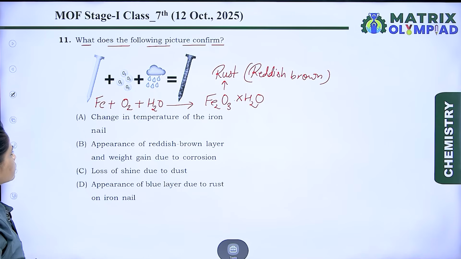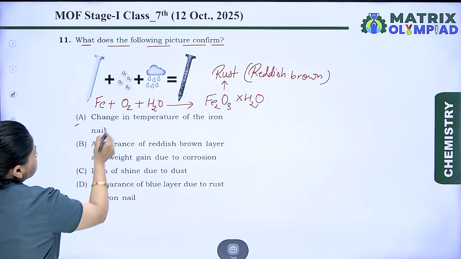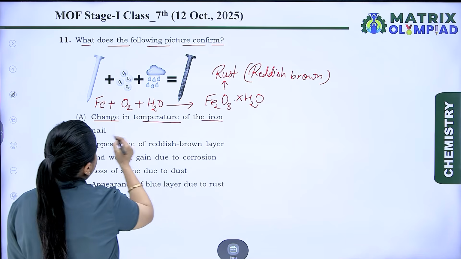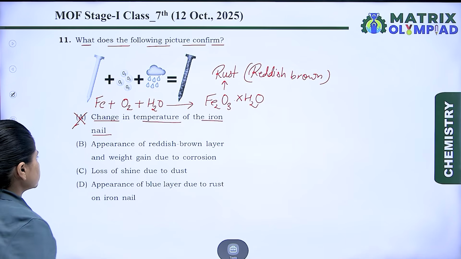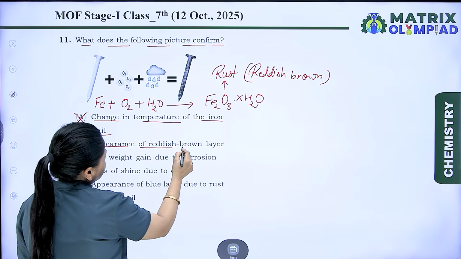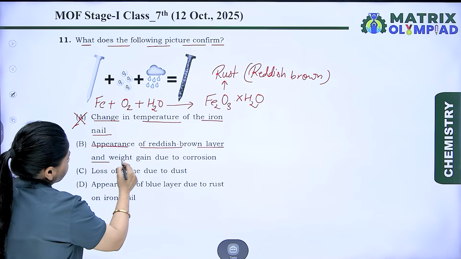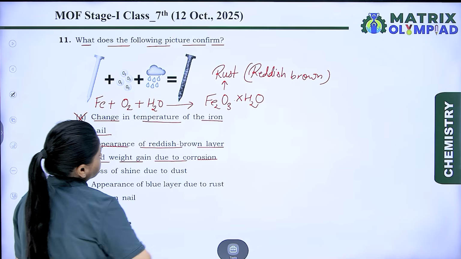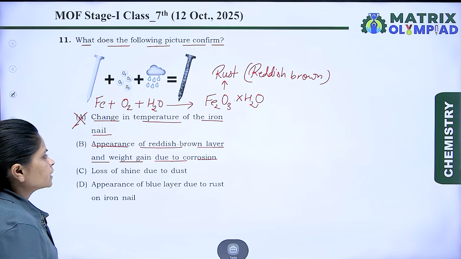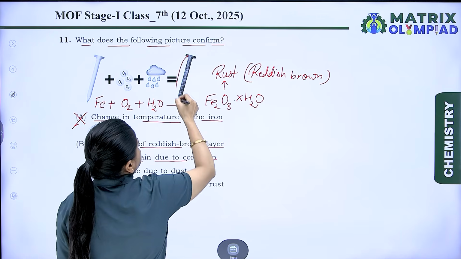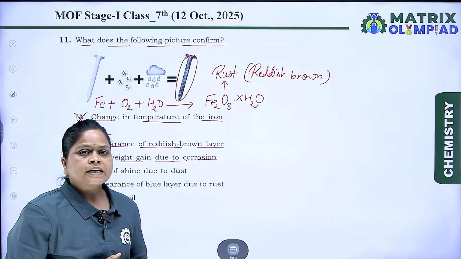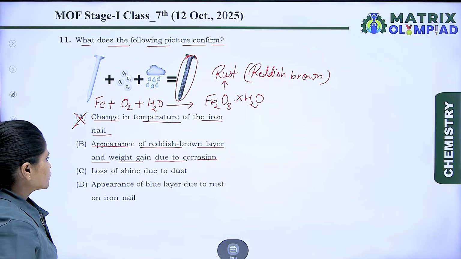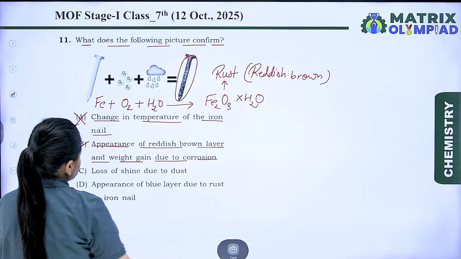Let's take the options. A. Change in temperature of the iron nail. No, there is no change of temperature. B. Appearance of reddish brown layer and weight gain due to corrosion. Yes, this process is called corrosion, and because of the rusting, the iron nail becomes reddish brown and it gains some weight. So B option is correct.